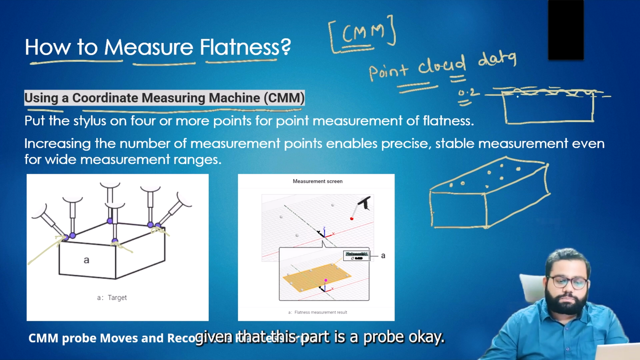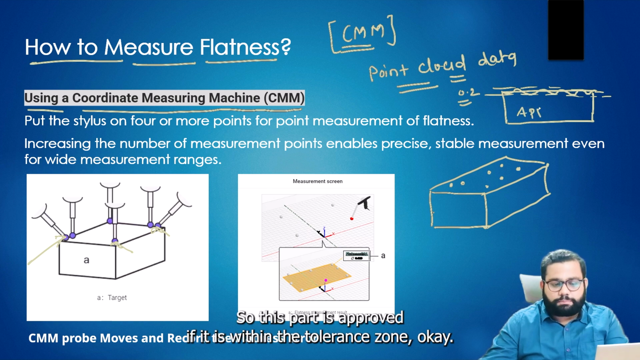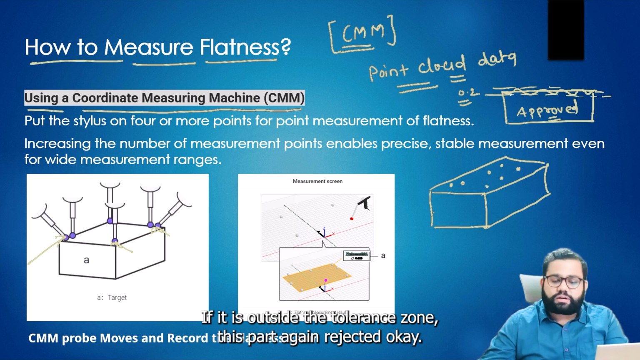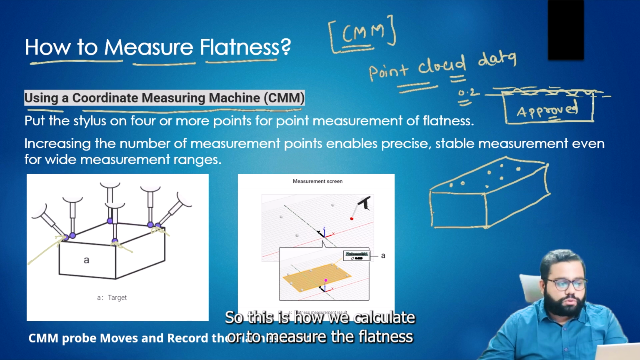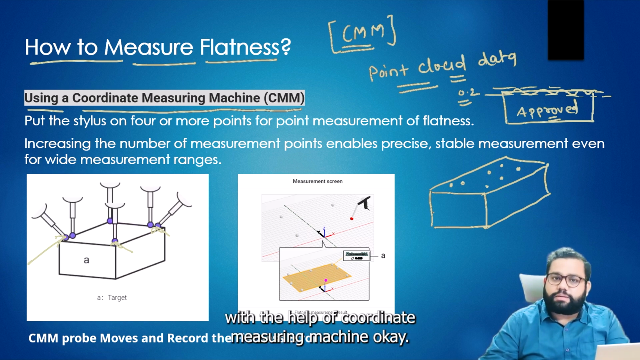the result will show that this part is approved. Okay, so this part is approved if it is within the tolerance zone. If it is outside the tolerance zone, this part gets rejected. So this is how we measure the flatness with the help of a coordinate measuring machine.